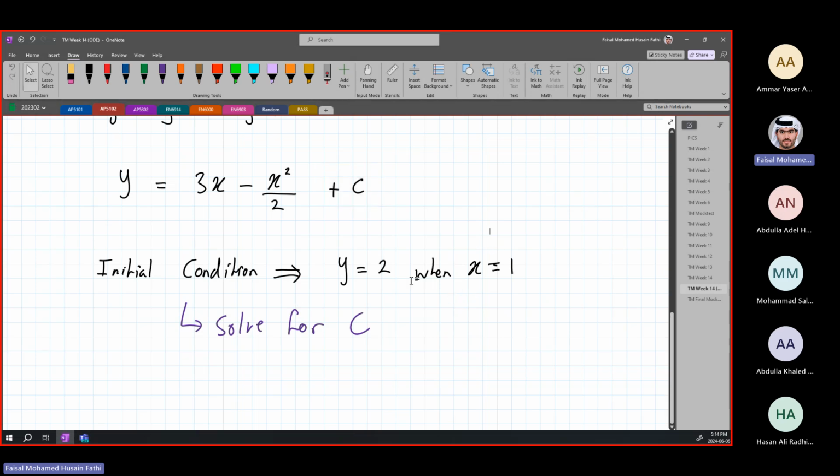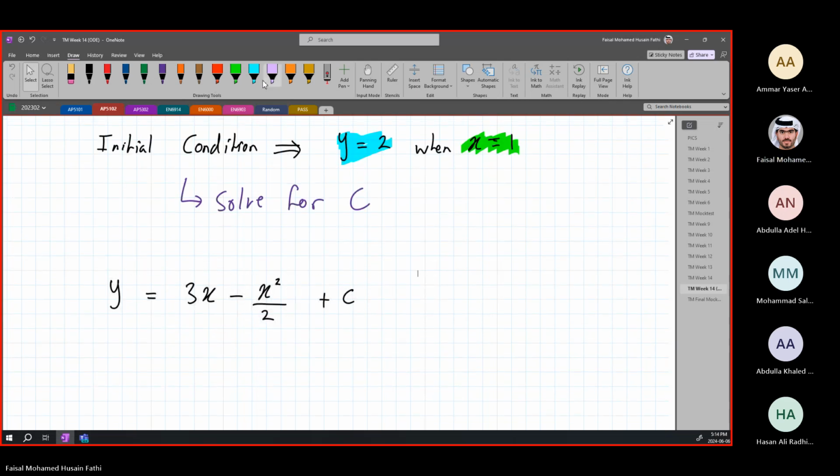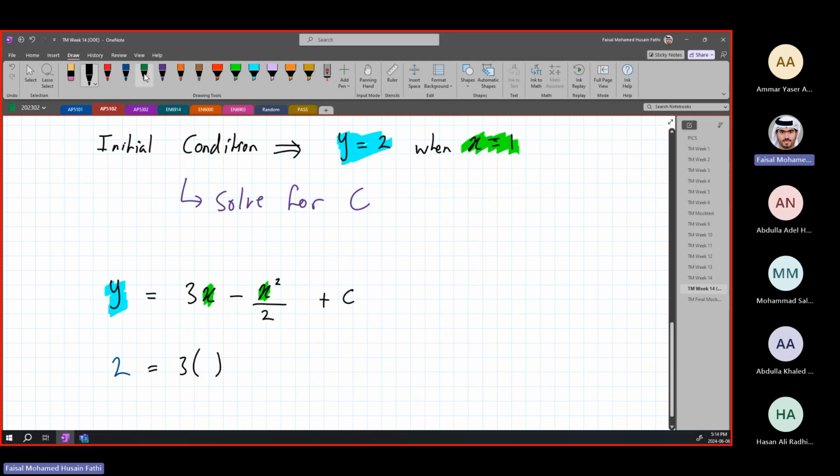How would you solve for this? So you would plug in these two values for y and x. So the y value 2, you're going to be plugging into y, and your x value, you're going to be plugging into x. So if we take this, put it over here, for y, we are going to be putting a 2, and for the x values, we're going to be putting 1 over here and over here. So the equation will look like 2 is equal to 3 times x, which is 1, minus x squared, which is 1 squared, divided by 2, plus c.